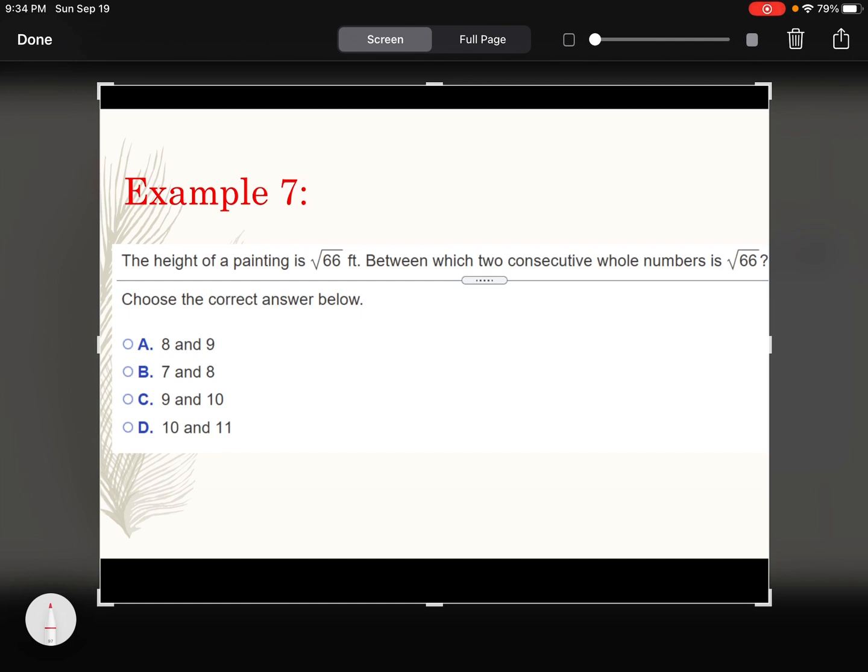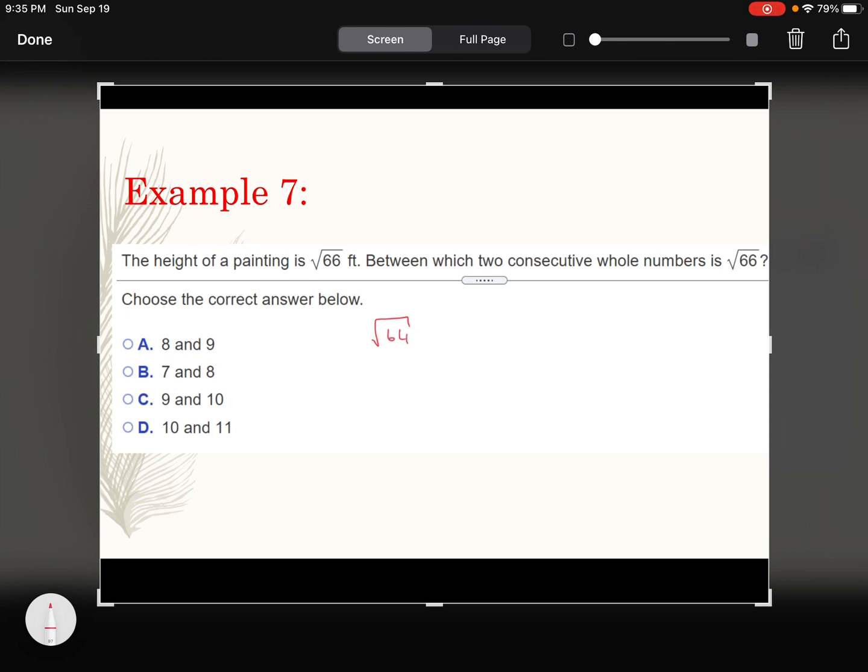The height of a painting is square root of 66. Between which two consecutive whole numbers is it? So guys, we need to find the closest perfect squares to square root of 66. Remember guys, square root of 64, it's a perfect square, right? 8 squared gives us 64.